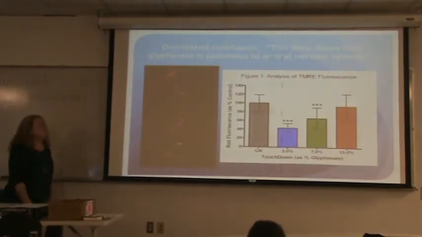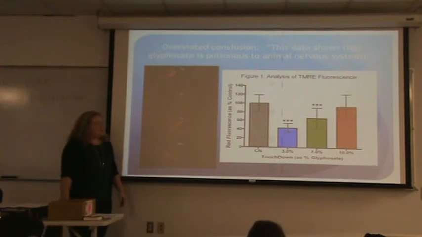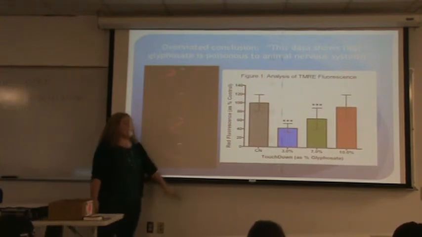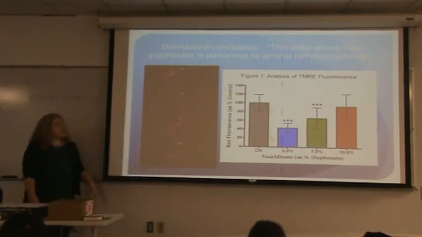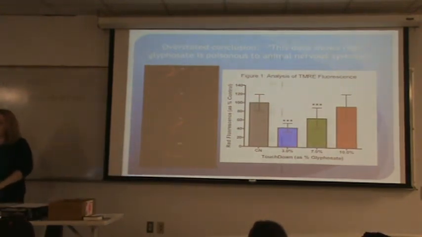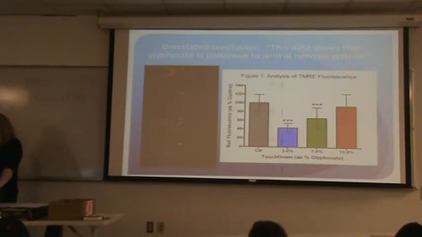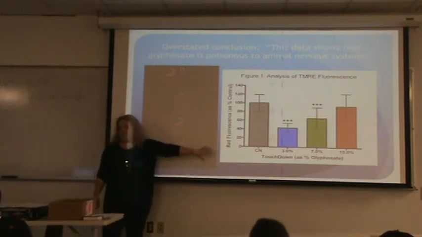So back to this. You might say, after showing this set of figures which go together, that this data shows that glyphosate is poisonous to animal nervous systems. No, it doesn't. That's not what it says. Even if the title of the paper happened to be "glyphosate is poisonous to animal nervous systems," that is not what this says on its own.